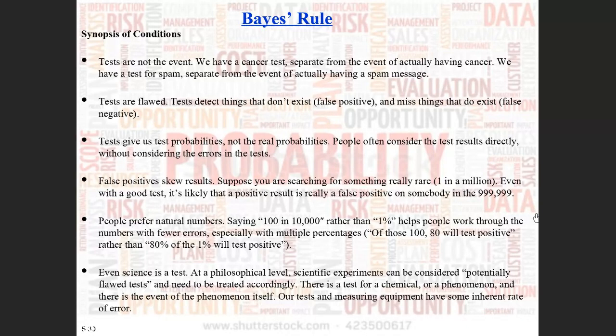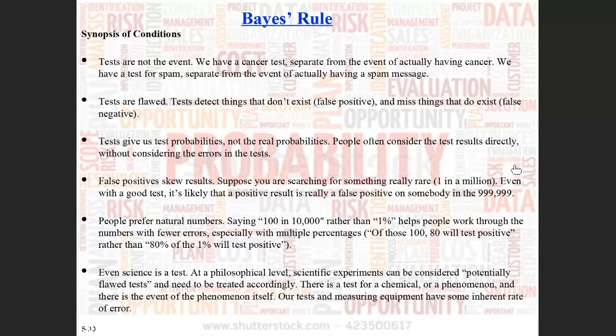People prefer natural numbers. Saying 1 in 10,000 rather than 1% helps people work through the numbers with fewer errors, especially with multiple percentages. And of those 100, 80 will test positive, rather than 80% of the 1% testing positive.